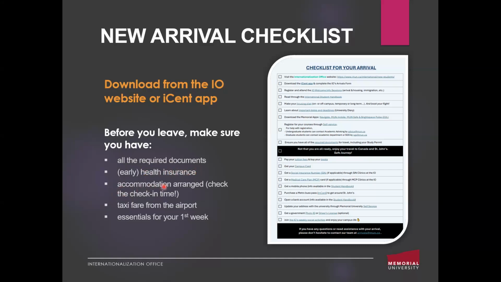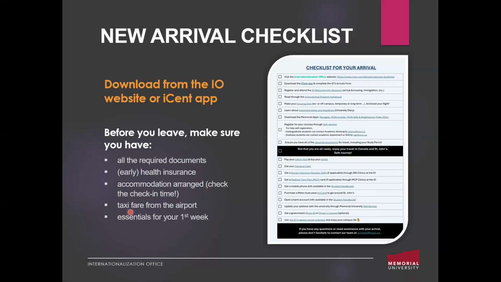And the accommodation arranged, well, you need to check the check-in time. Because if you're arriving early on, let's say if you're arriving on January 1st, and if you're arriving at 1 a.m. or 2 a.m., you cannot check in until 3 p.m., which is the usual check-in time. So please check your check-in time and check your arrival time.